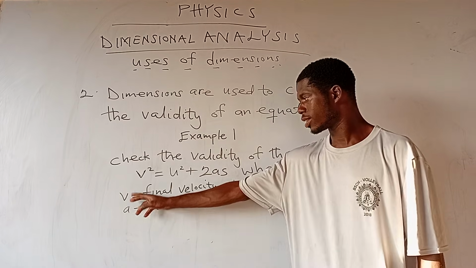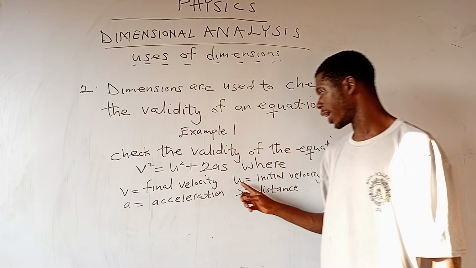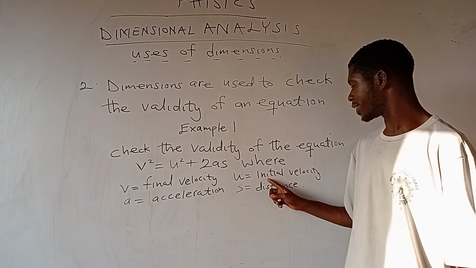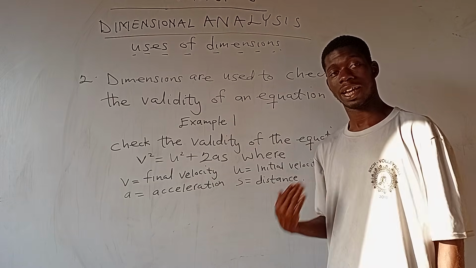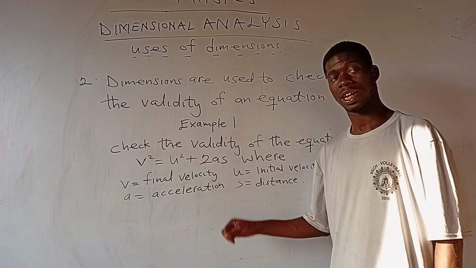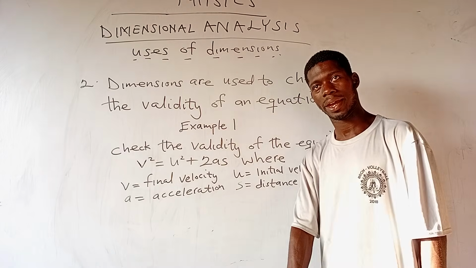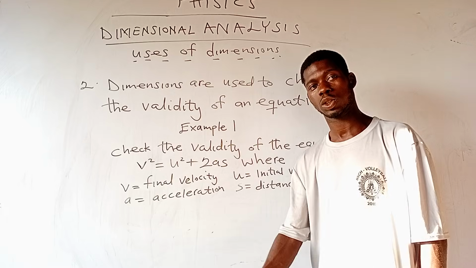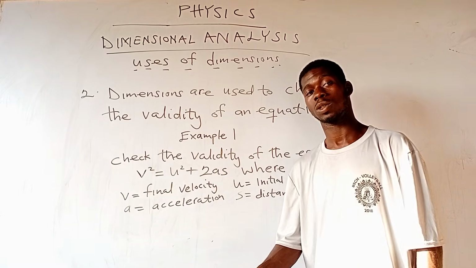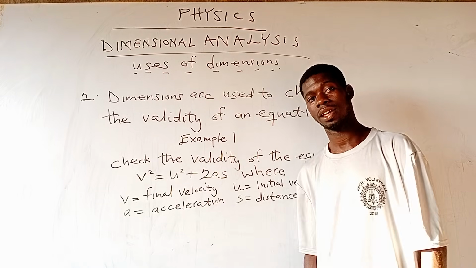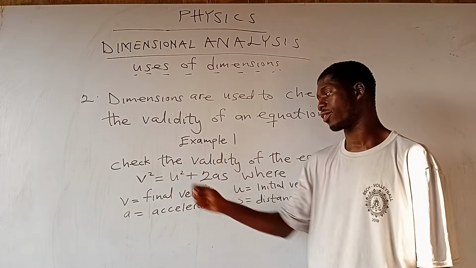Where v here is the final velocity, and u here is the initial velocity. The initial is where it started, and the final is where it ended. A car will start from somewhere and end somewhere. Where the car starts, we call it initial velocity, and where it ends is called the final velocity.